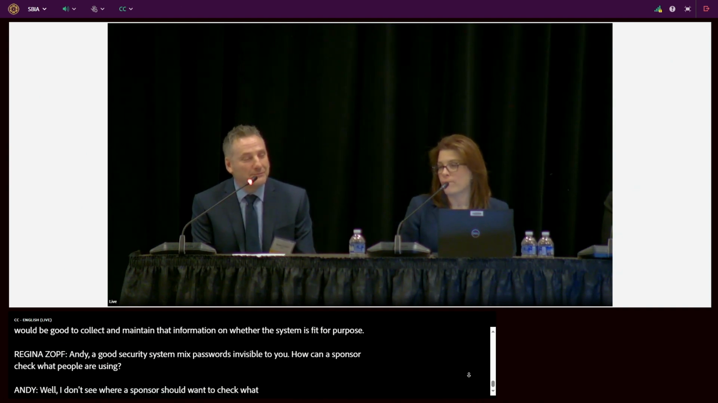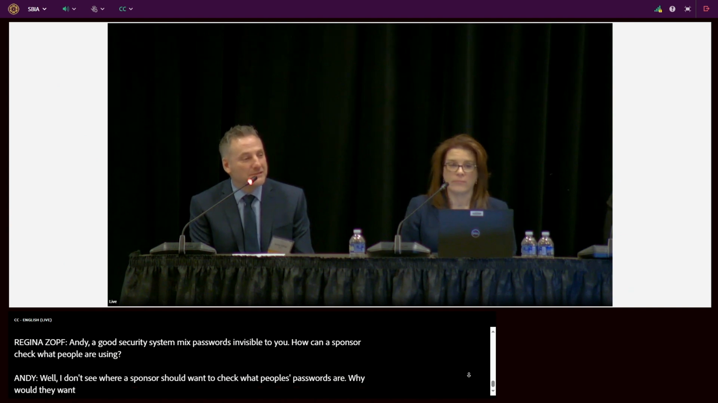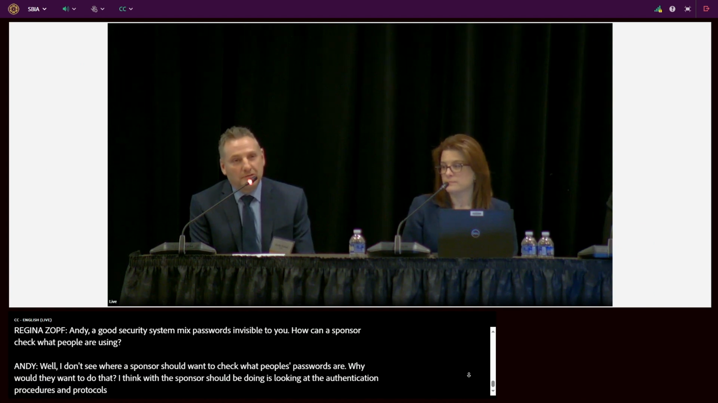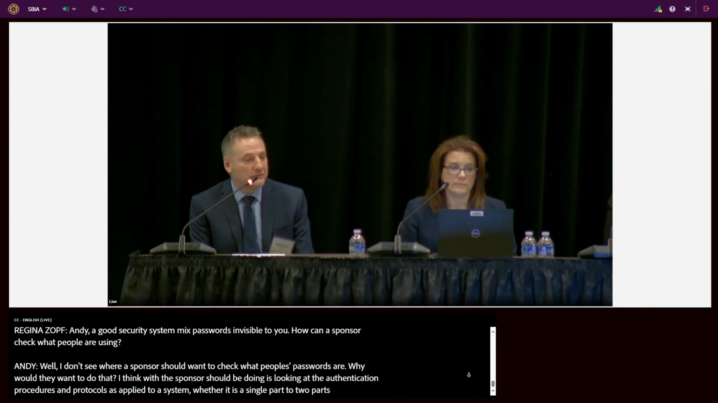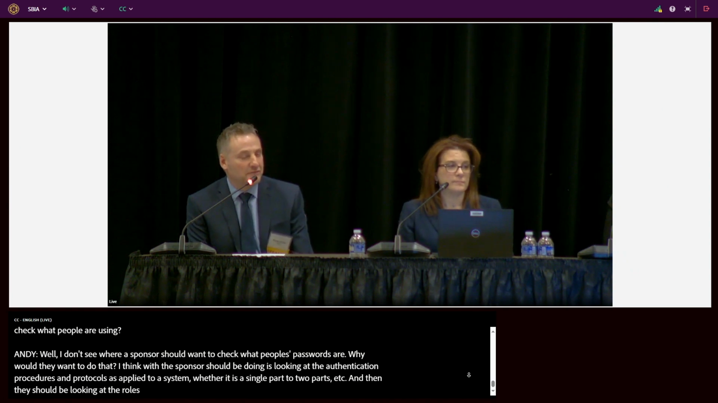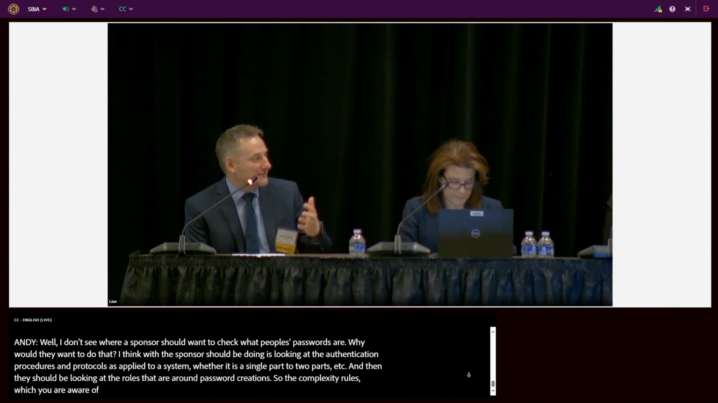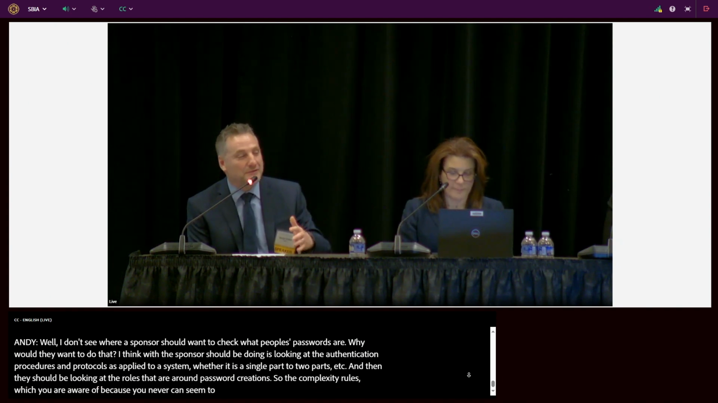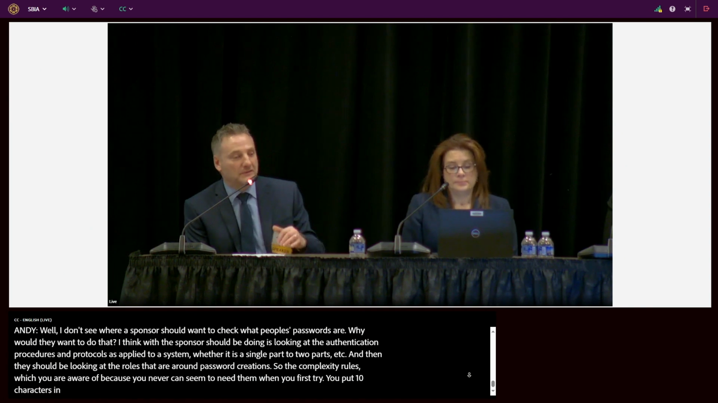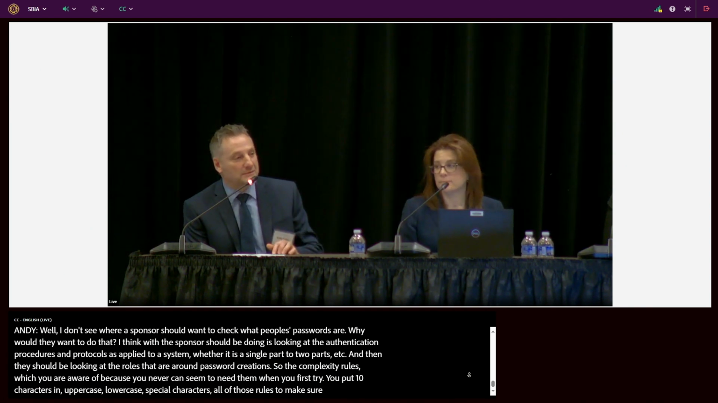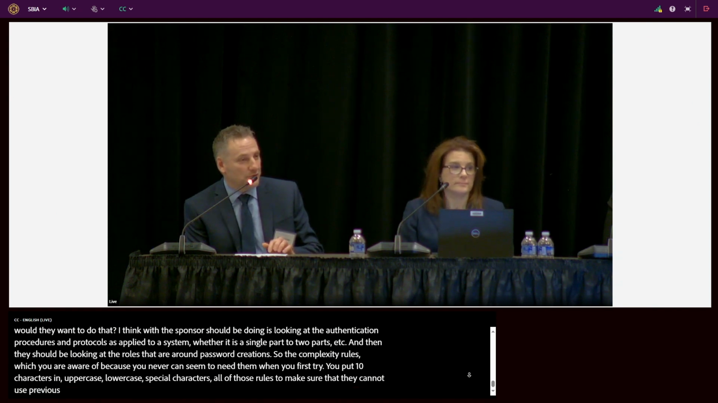I think what the sponsor should be doing is looking at the authentication procedures and protocols that are applied to a system, whether it's single factor, two factor, etc. And then they should also be looking at the rules around password creation. So the complexity rules, which you're all aware of, because you can never seem to meet them when you first try it. So it's putting 10 characters in, uppercase, lowercase, special characters, numbers, all those sorts of rules, to make sure that you can't use previous ones, etc. To make sure that the passwords are secure. I think that's the approach to take rather than trying to obtain everybody's password to check what they are.